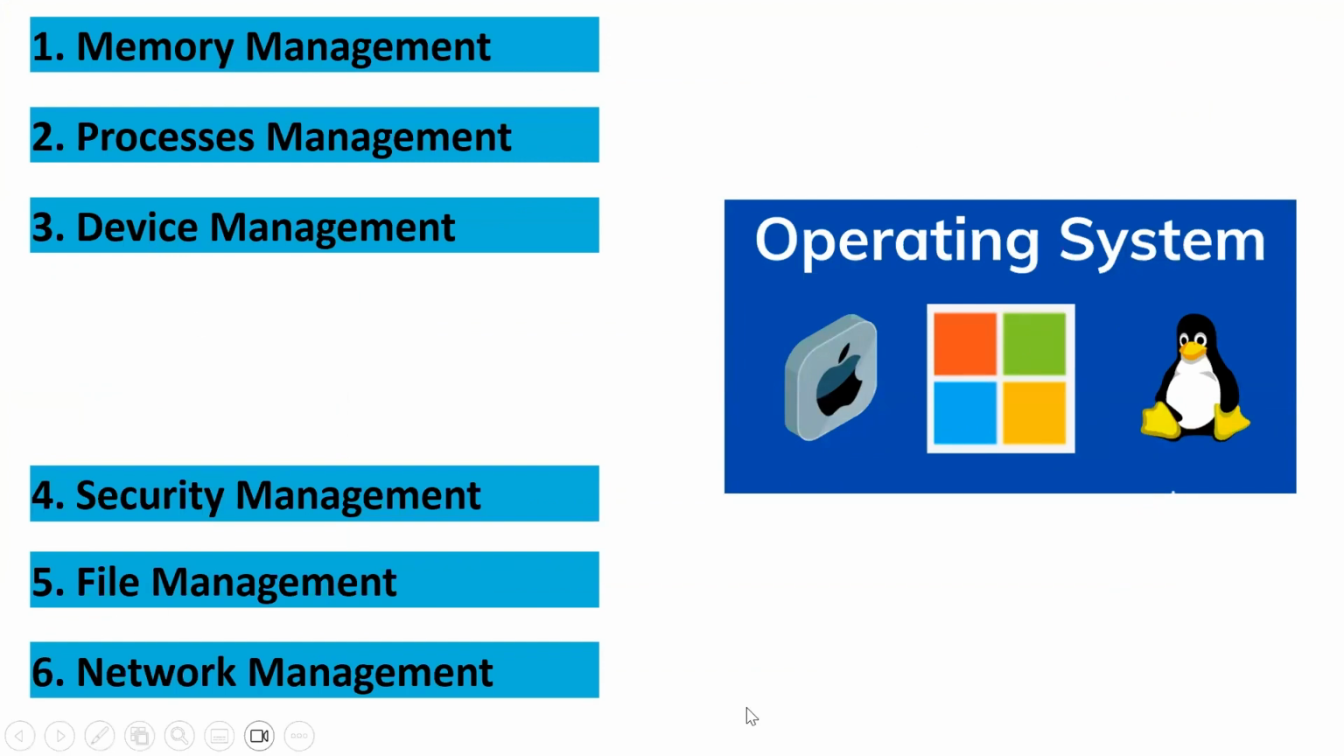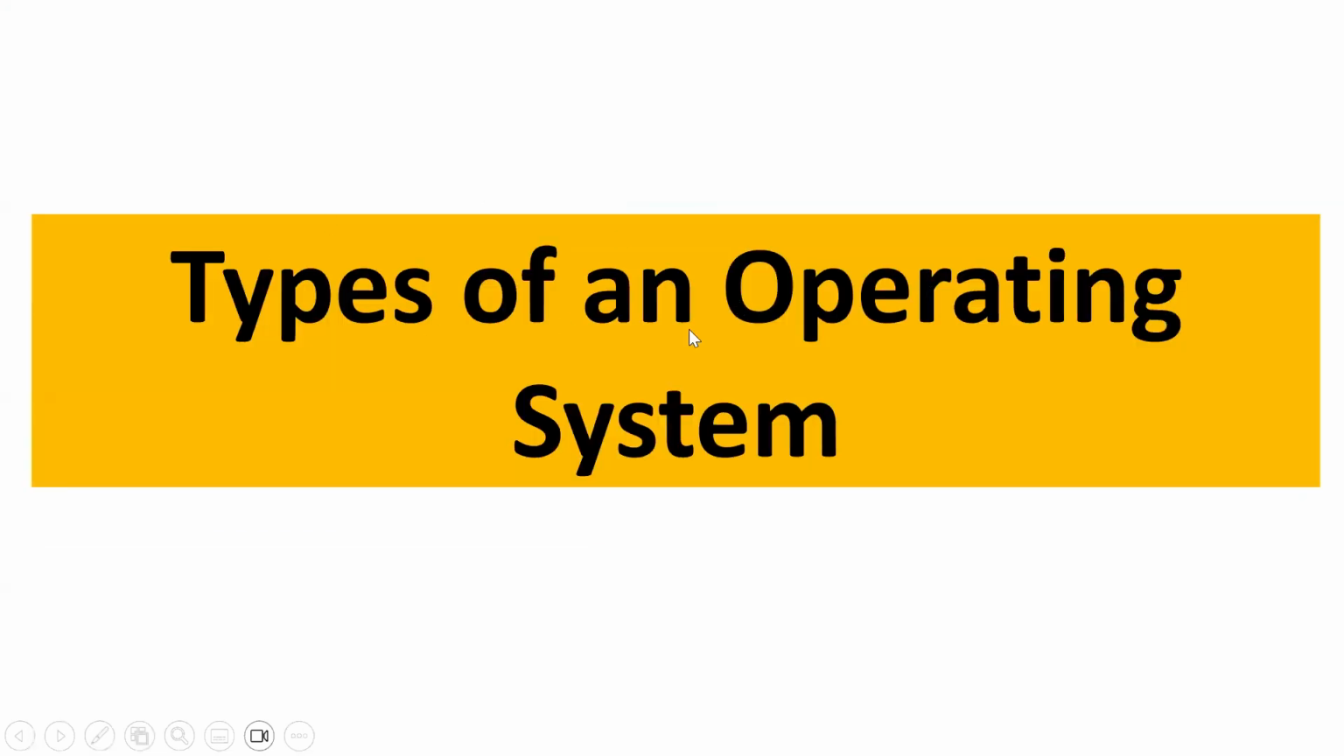Finally, we have network management. So you see wired or wireless, any kind of network, it will manage easily for you. So that's what happens. And then in the next slide, we have the types of operating systems.